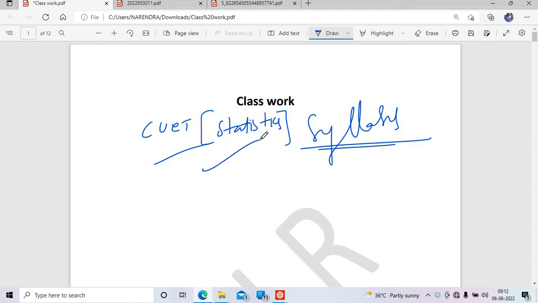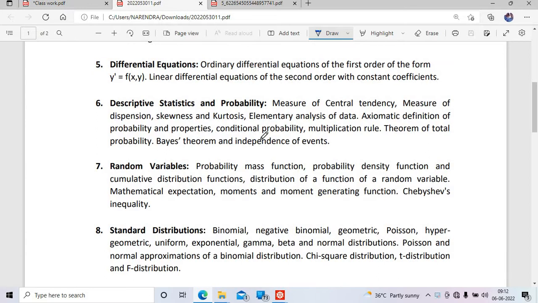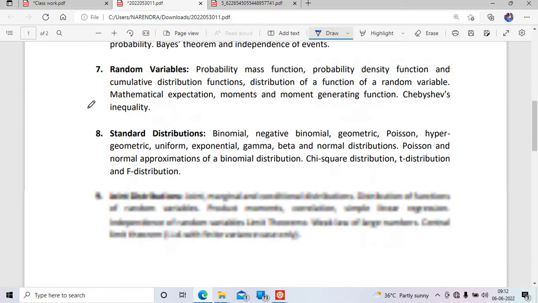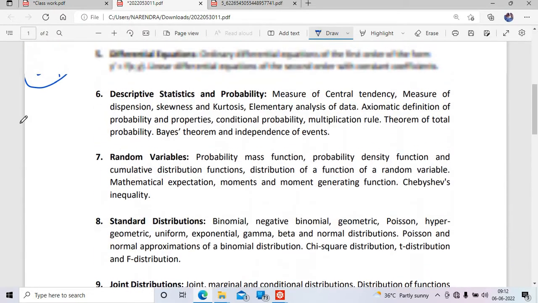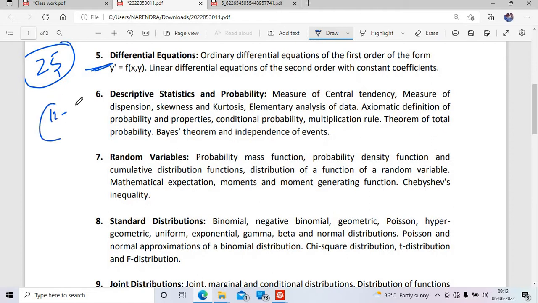So if you see the syllabus, I am again moving to the syllabus. The first 5 units are mathematics. From these 5 units you will get 25 questions. The remaining units 6, 7, 8, 9, 10, 11, 12, that is 7 units, are statistics. From these you will get 50 questions. So 50 questions for 200 marks. General awareness 25, mathematics 25, total 50, again 200. So total 400 marks.